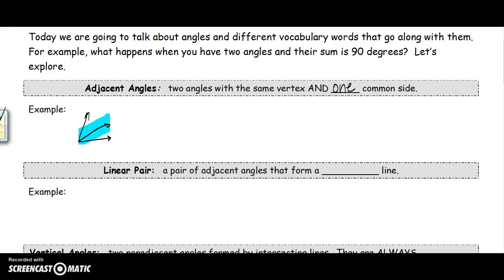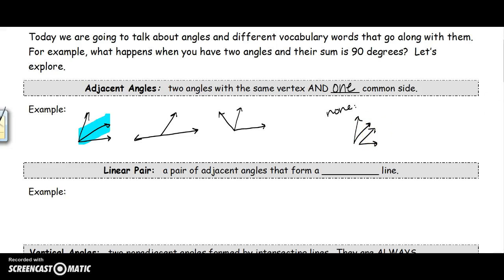There is no exact measurement for them, so it's just as long as you have two angles that share one side. So another way you may see an adjacent angle looks like that. You may see one that looks like this. An example of no adjacent angles would be as if you had just had two angles that aren't touching.